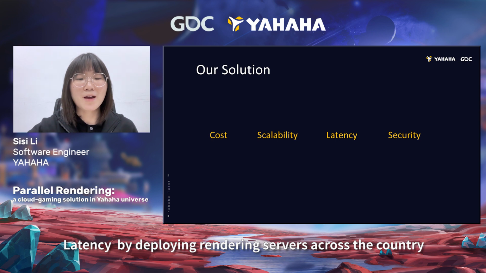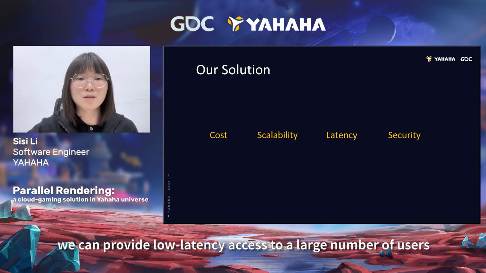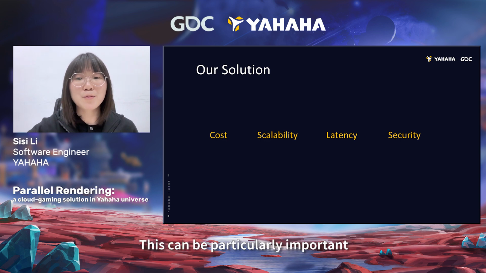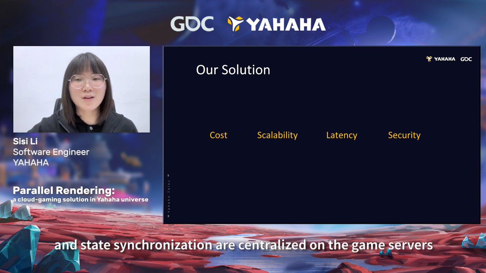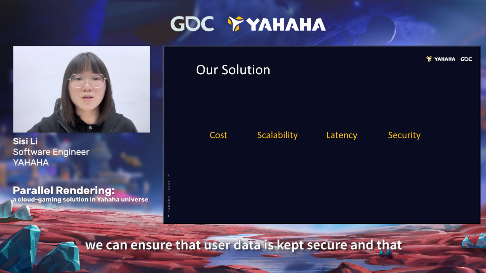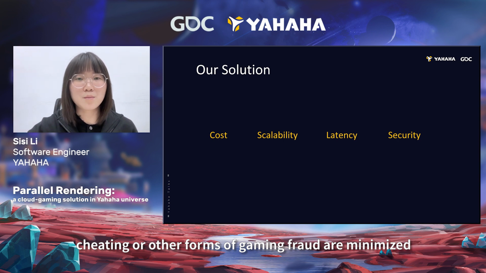For latency, by deploying rendering servers across the country, we can provide low latency access to a large number of users. This can be particularly important for online multiplayer games, where even a small delay can impact the overall gaming experience. For security, since all game logic calculations and state synchronization are centralized on the game servers and rendering servers, we can ensure that user data is kept secure and that cheating or other forms of gaming fraud are minimized.